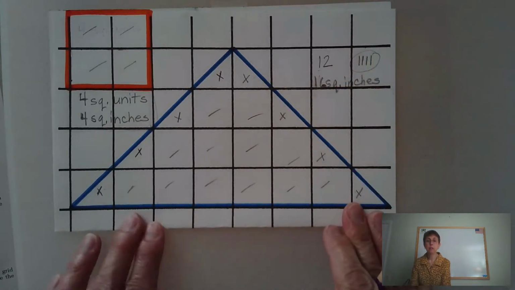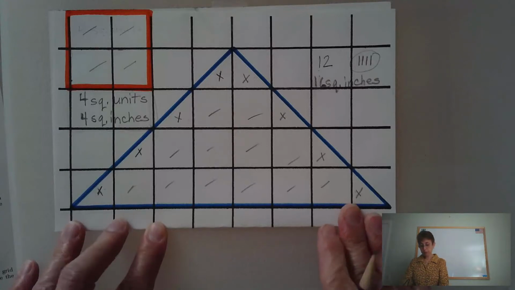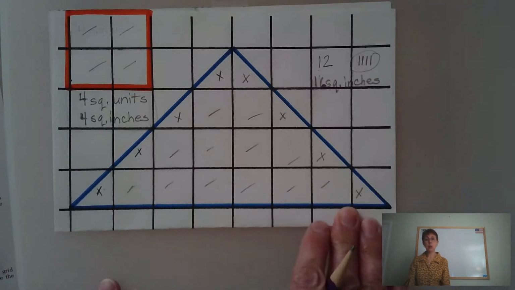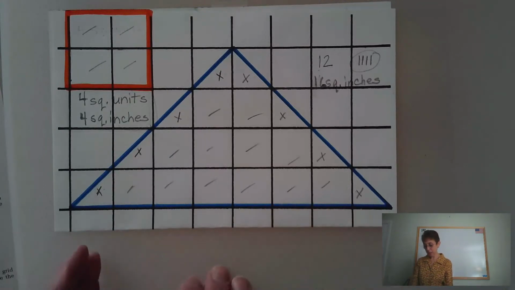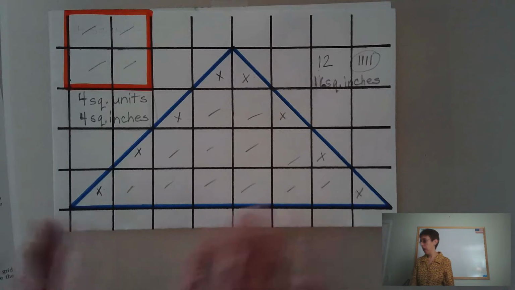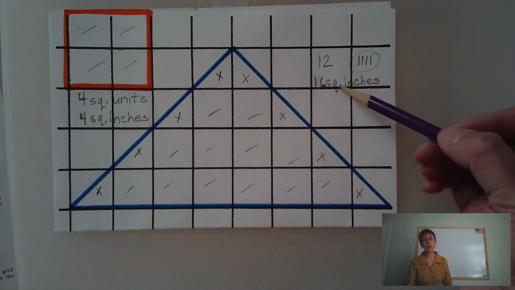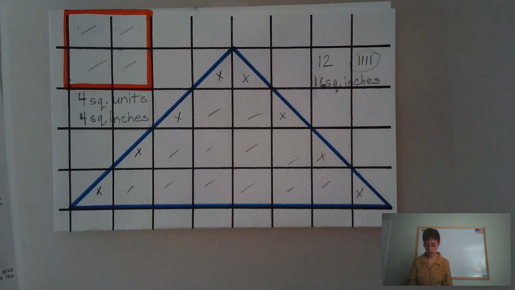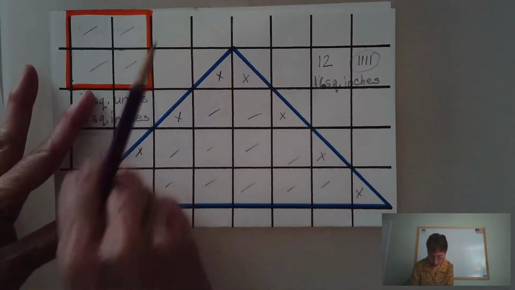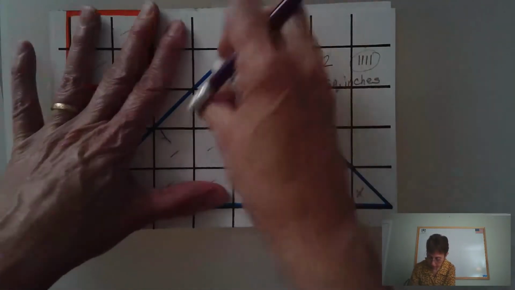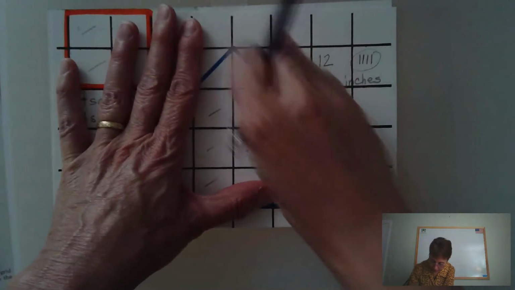Now, I told you there are 2 ways that you can do your estimating. The second way for this one, we're going to do it, and you're going to see how the answers vary with these 2 different methods. So I'm just going to erase the X's for a minute.